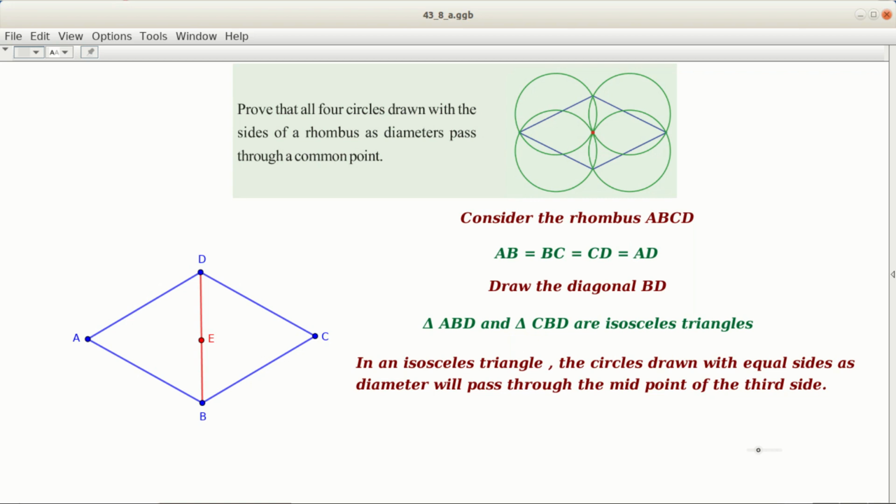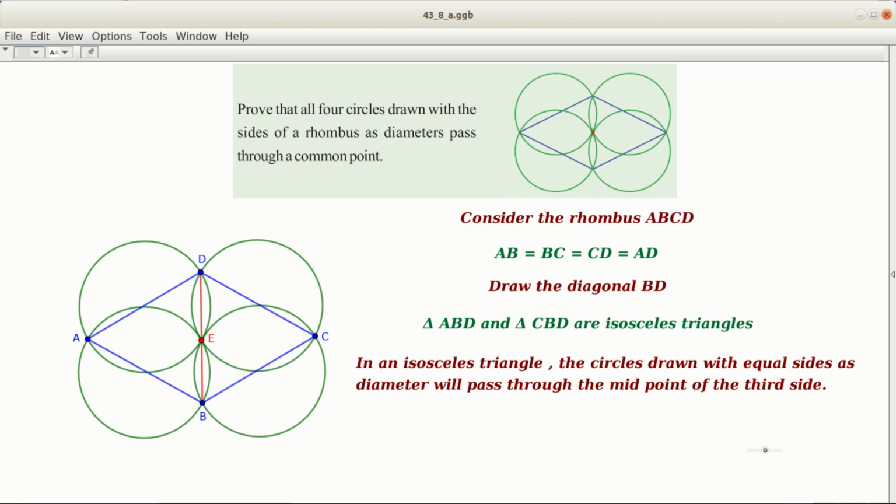Here, since ABD is isosceles, the circles drawn with AB and AD as diameters must pass through the midpoint of the side BD, and that is through the point E. Same way, since BCD is isosceles, the circles drawn with BC and CD as diameters must pass through the same point E. That means all the four circles pass through a common point.